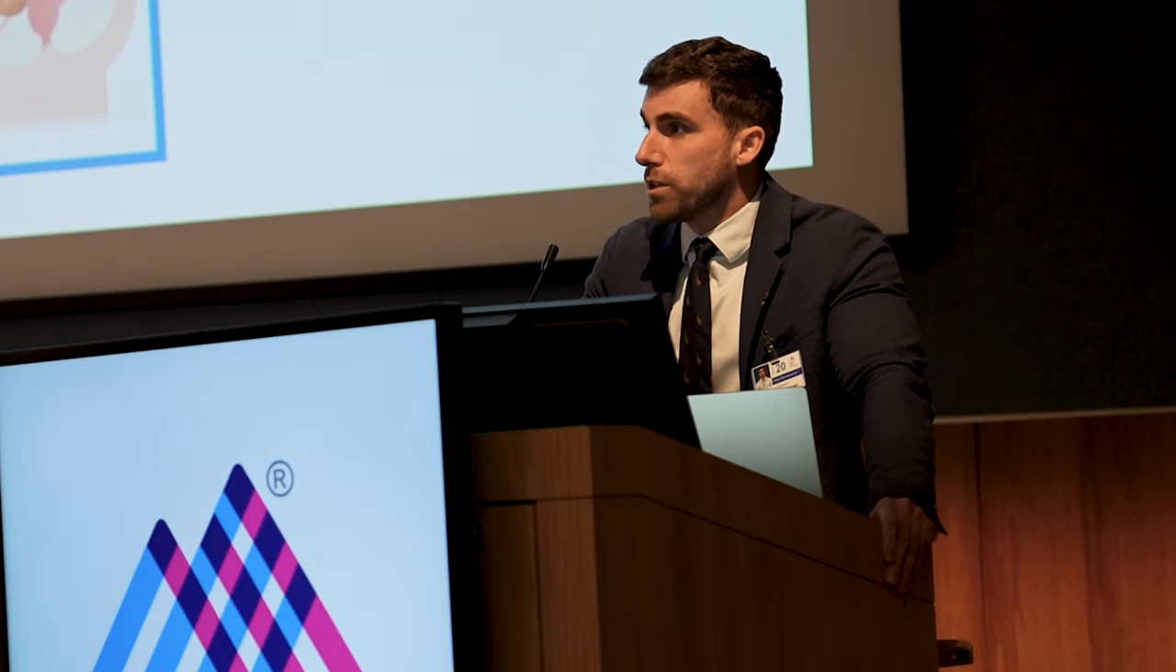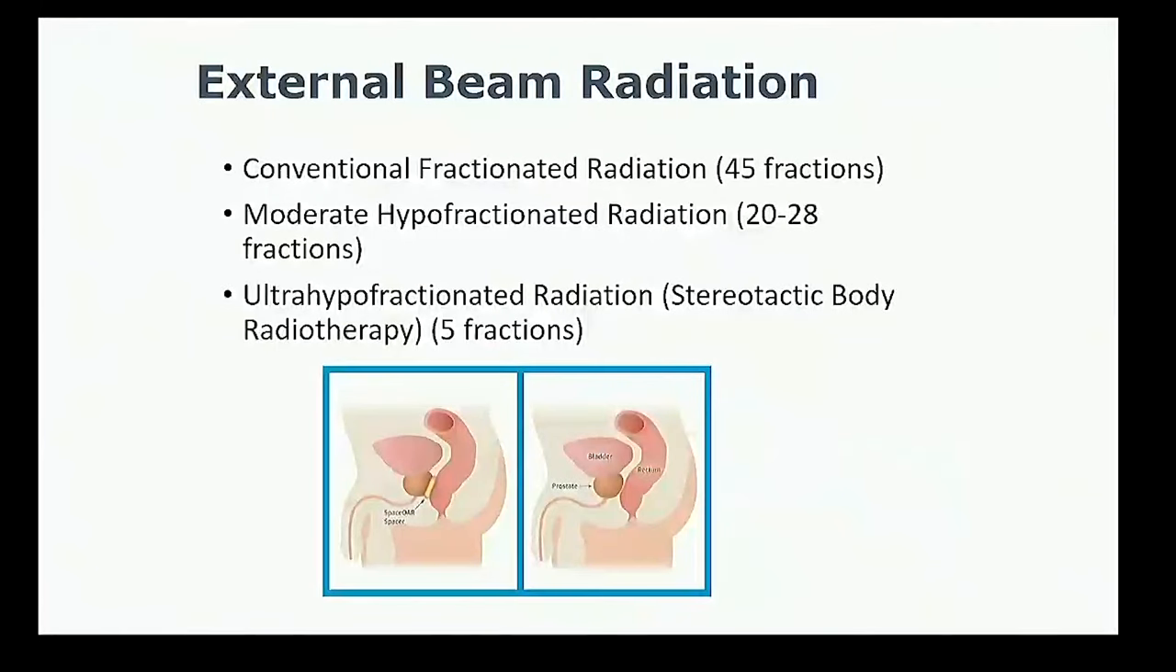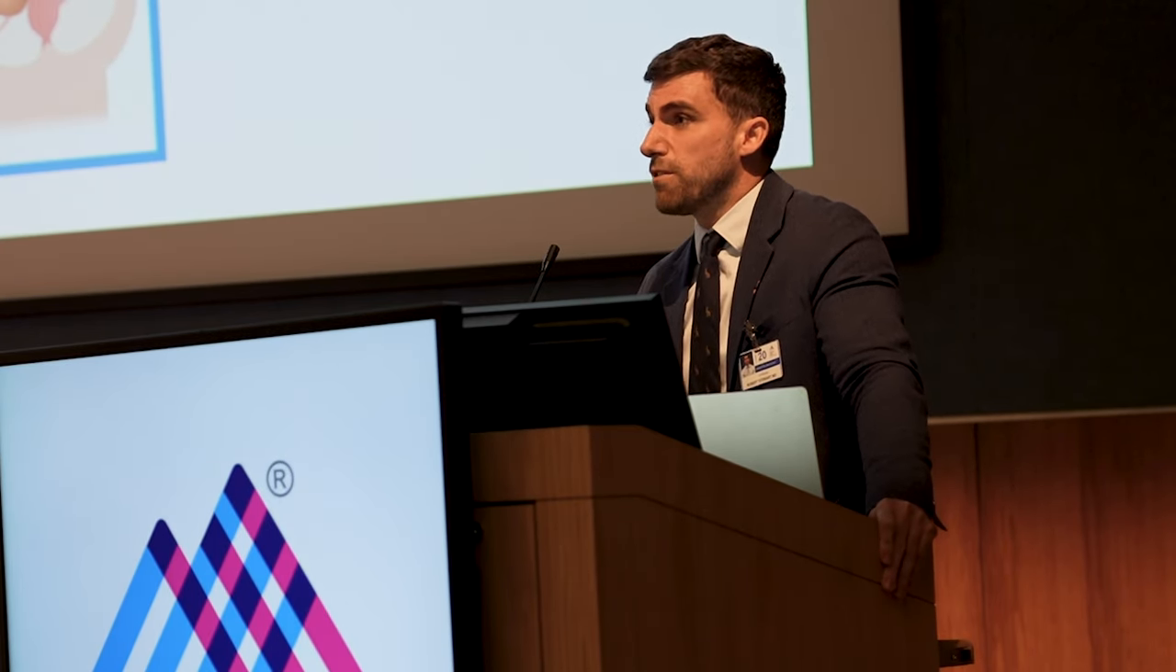Now, there are different regimens that we use to treat prostate cancer. Conventional fractionated radiation is the older technique. It's what we used up until about 5 years ago. We can't give all the radiation in a single treatment. It just overwhelms the body. So what we do is we divide it up into many smaller treatments. As radiation oncologists, we call them fractions. So historically, we had to do 45 treatments, very low dose each day. So it was a long treatment course, it was 9 weeks.